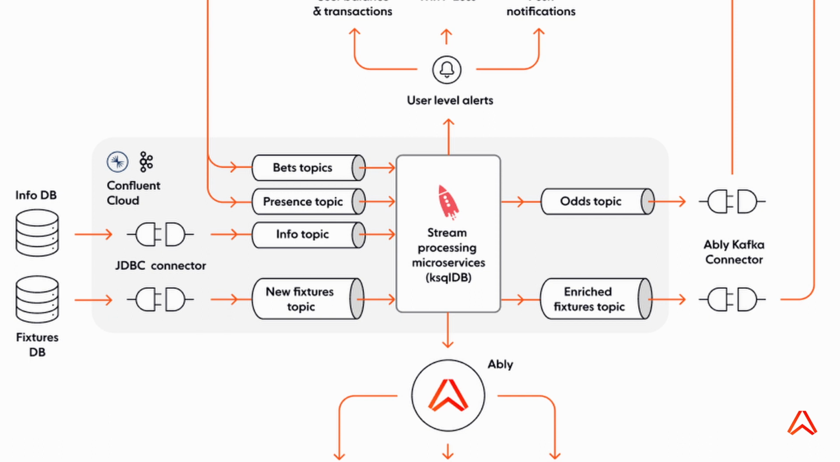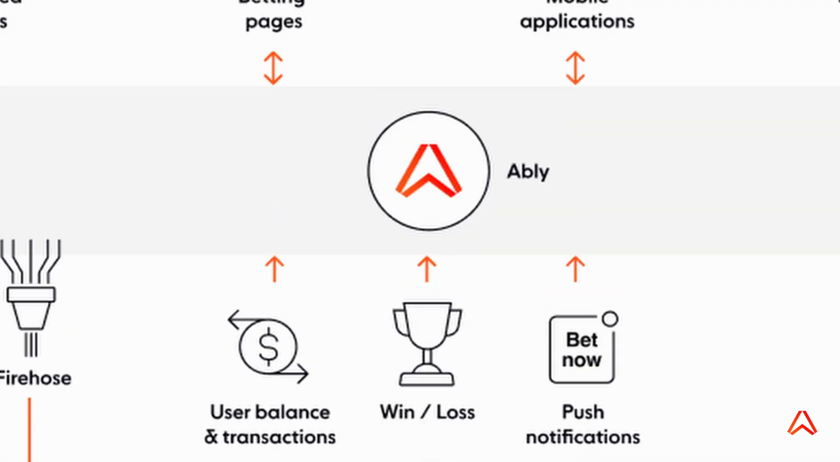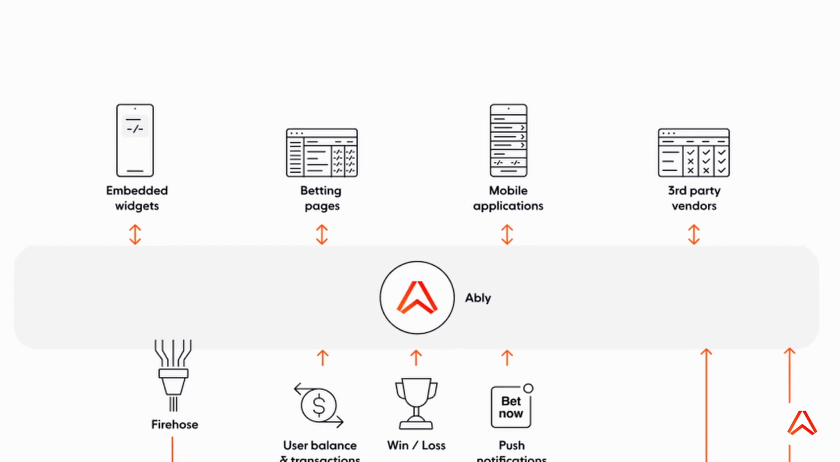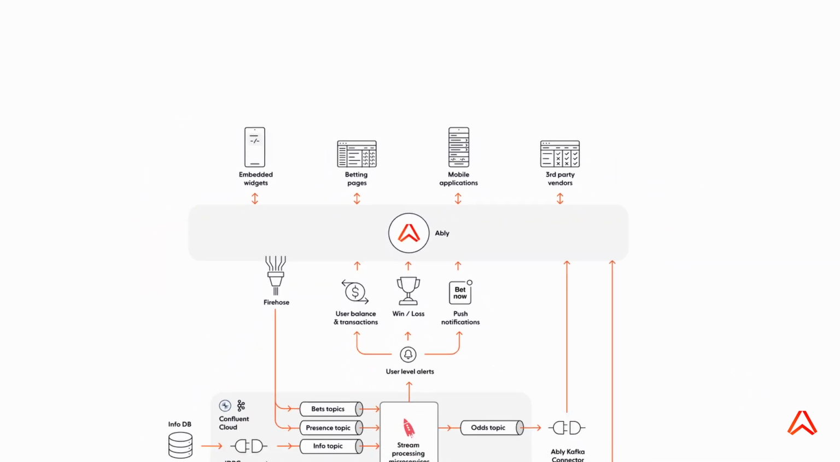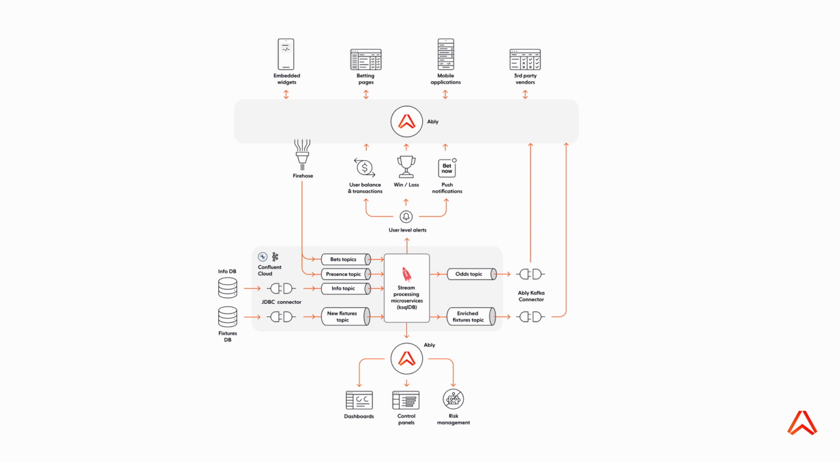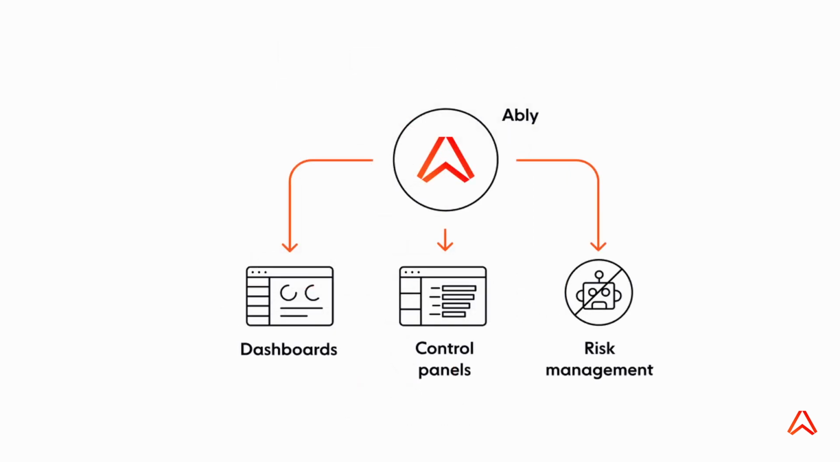Confluent Cloud hosts for you to reduce the risk and increase the reliability of your system, allowing for effortless scaling and a serverless application running Kafka. Ably Realtime allows you to take this backend in Kafka and connect it seamlessly and infinitely scalably to your clients, whether it be on embedded widgets, betting pages, mobile applications, or even third-party vendors. It even gives a good way to power those dashboards behind the scenes to let you see what's going on with risk, to control your application, and to have client dashboards so that you can understand and view your application in real time.